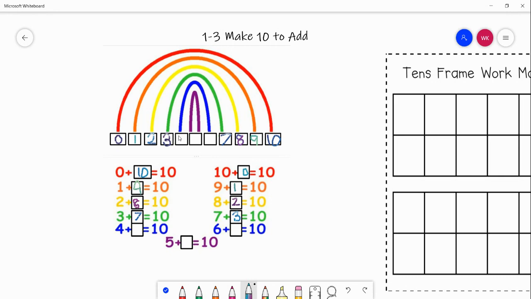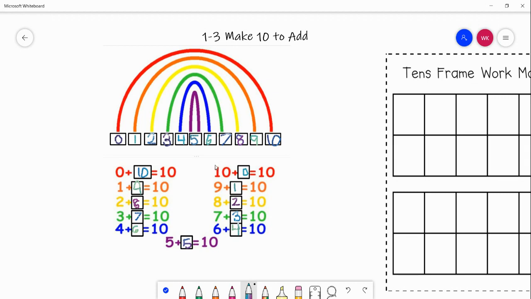So let's go to our blue. Our next number is 4. So 4 plus what equals 10? It's 4 plus 6 equals 10. So we're going to put 4 plus 6 equals 10 down here, and 6 plus 4 equals 10 down here. And our last number in between here is 5. So our doubles fact, 5 plus 5 equals 10.